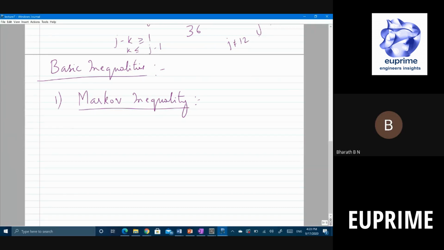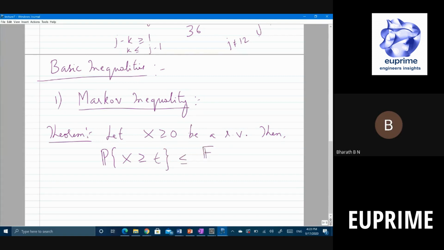Okay, so I'll write it as a theorem. Let X ≥ 0 be a random variable. Then the probability of X greater than or equal to some t is less than or equal to the expected value of X divided by t. Of course, t should also be greater than 0. So how do you prove this?